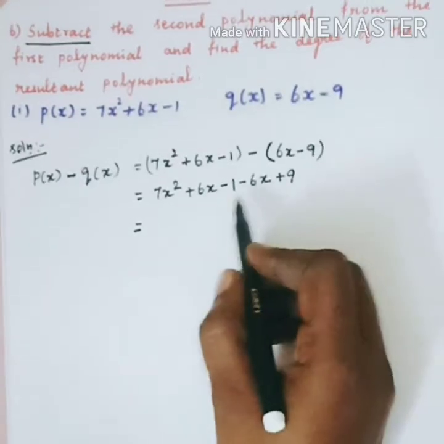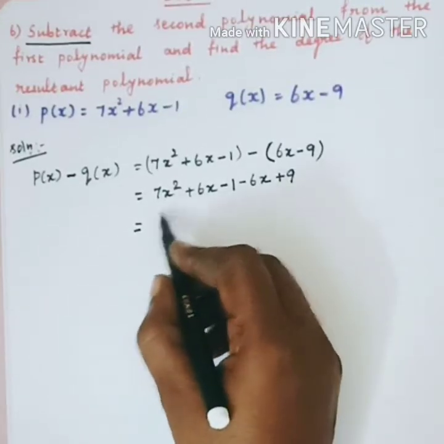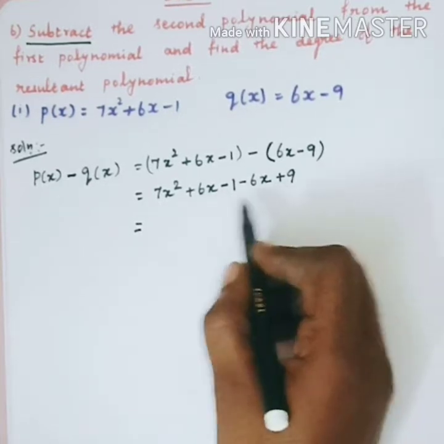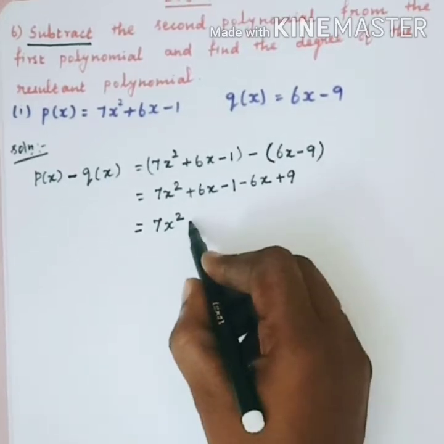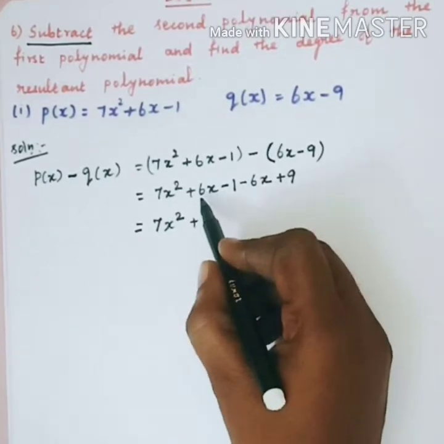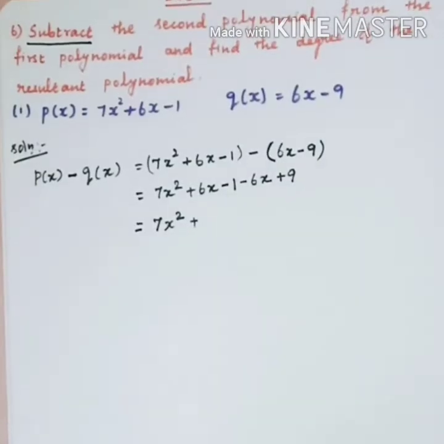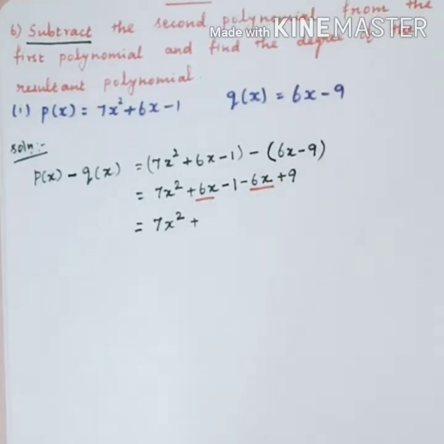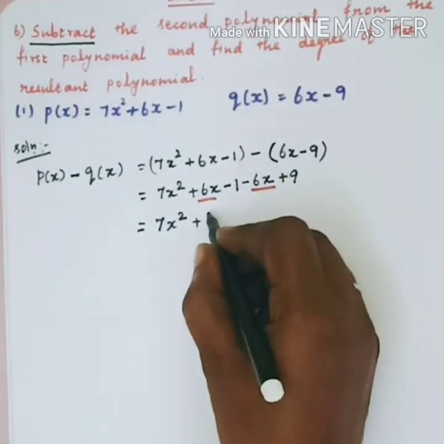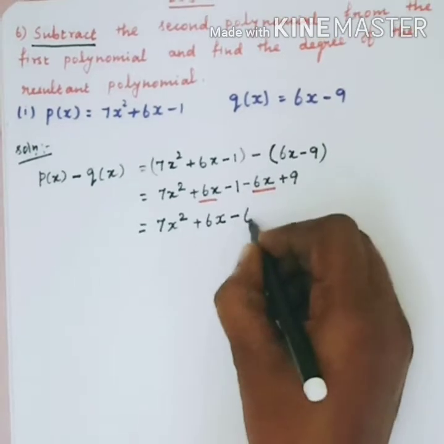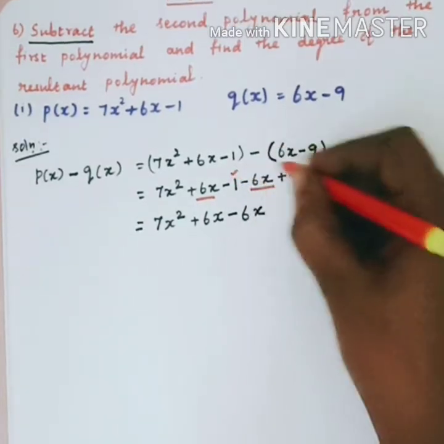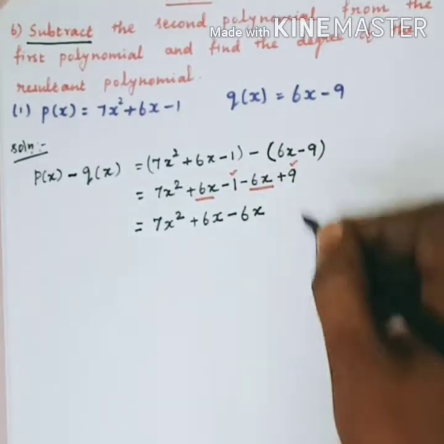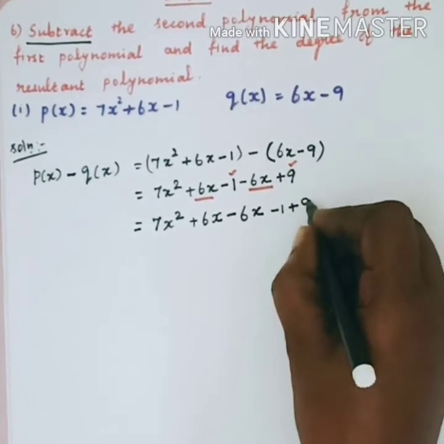What are the like terms we have in this expression? 7x square. No other x square terms are there in this expression, so put 7x square as it is. 7x square plus, what are the like terms we have? 6x and minus 6x. Two like terms we have in this expression. One is 6x and another one is minus 6x. So combining these two like terms together, we have plus 6x and minus 6x. Finally, the constant terms are 1 and 9. Two constant terms we have, so minus 1 and plus 9.